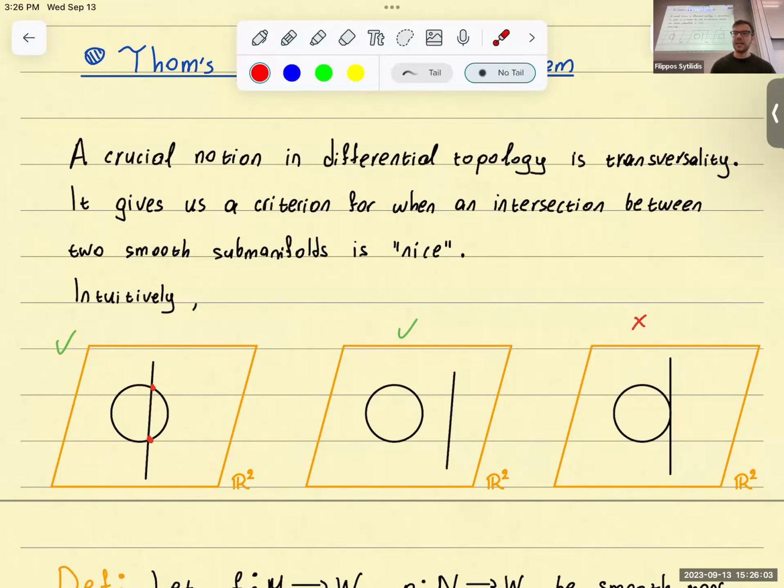If I take this line and I perturb it a little bit, I'm still going to be intersecting the circle at no points. But if I take this line here and perturb it a little bit, depending on how I perturb it, I might intersect at 0 points or at 2 points. So this isn't in general position, one way to say it, whereas these things are in general position.